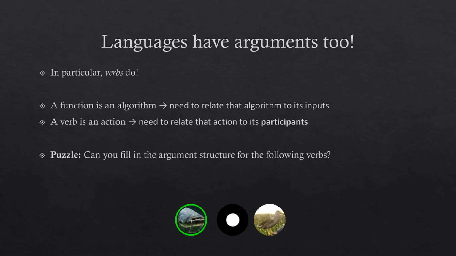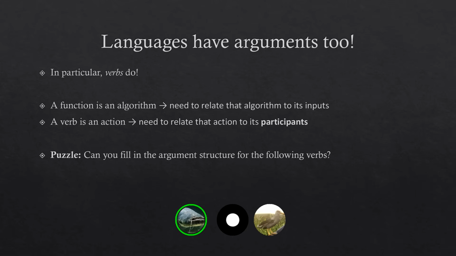So we have an action in our verb that needs to be related to its participants. If you think about something like hitting someone, the action of hitting someone has two participants in it. You have the person doing the hitting and the person that is being hit. So you can think about those two as the arguments of the verb. The verb hit requires two arguments, someone to do the hitting and someone to be hit.